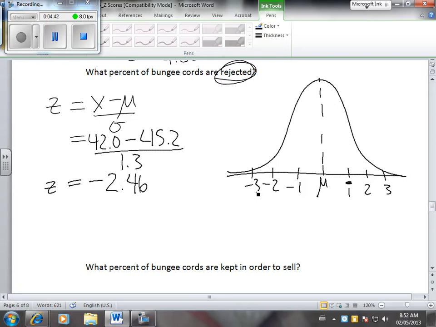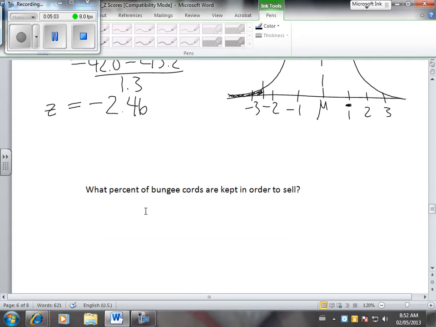Okay, and so we're going to look for -2.46, which will be somewhere around here. So it's everything less than this. And since it's negative, we know we go below the mean. So this defines the percent of bungee cords that are rejected. This is where we have to use our Z-score, and we have to find it on the table. So we break this down, and it will be Z equals negative 2.4 plus 0.06. And grab out your Z-score tables.